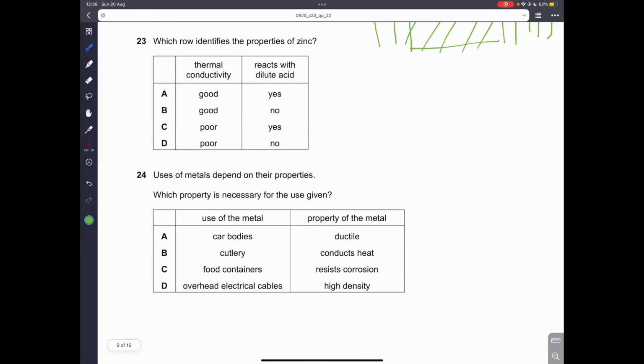Question 23. Which rows identify the properties of zinc? Zinc is a transition element. It is also a metal. This means it conducts electricity. It also conducts heat. It is a good conductor of heat because it has delocalized electrons. Does it react with dilute acid? It does, because zinc is more reactive than hydrogen in the reactivity series. Therefore A is the correct answer.